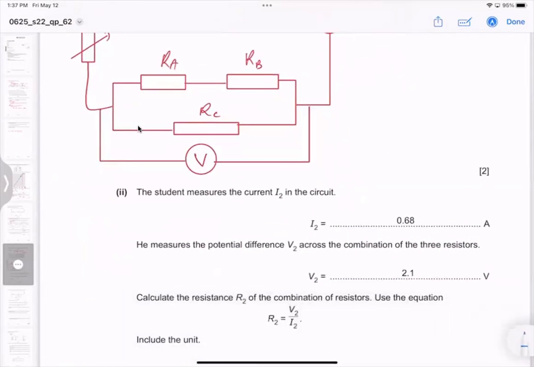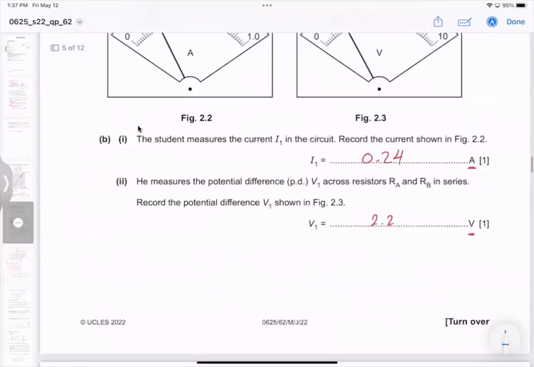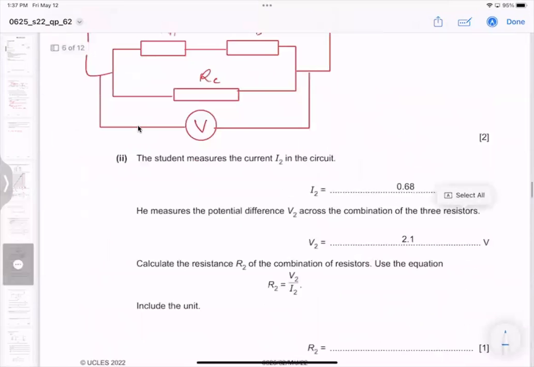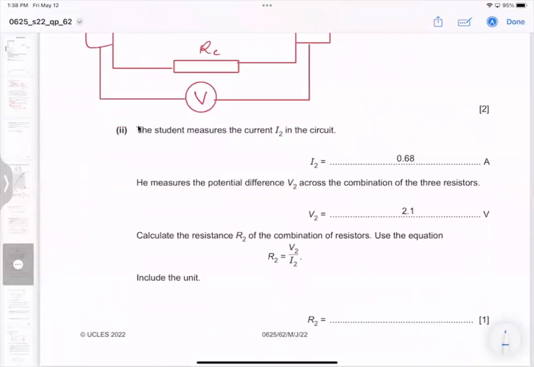The student measures the current I2 in the circuit, 0.68. The current is increased. You can see 0.68, and it was 0.24, because by adding a resistor in parallel, the total resistance will be smaller than before. You measure the potential difference V2 across the combination of the three resistors, 2.1, and the V2 is the same. Calculate the resistance R2 of the combination of resistors. Use the equation R2 equals V2 over I2.